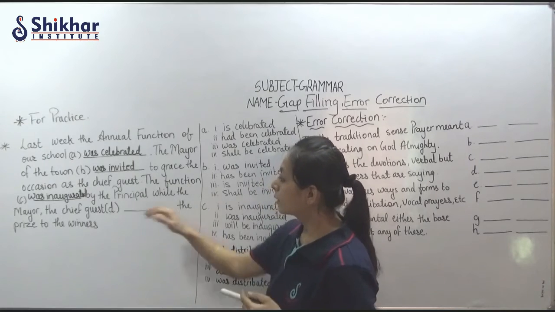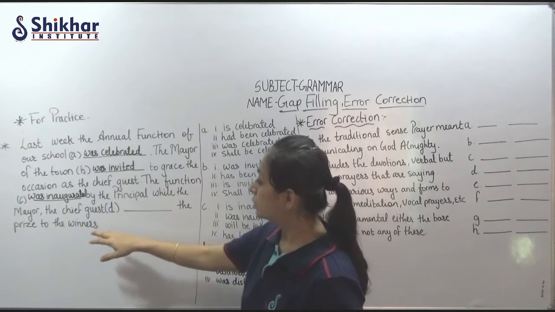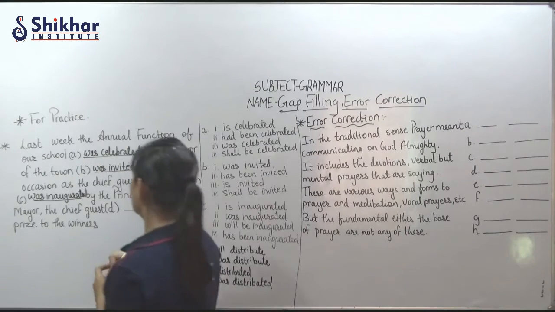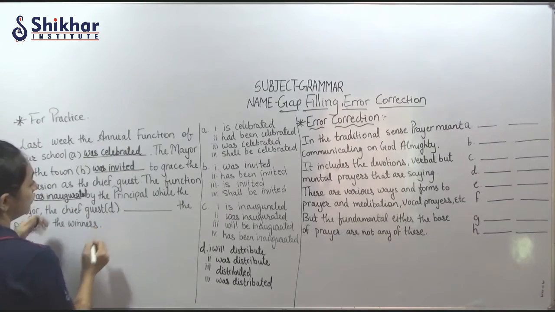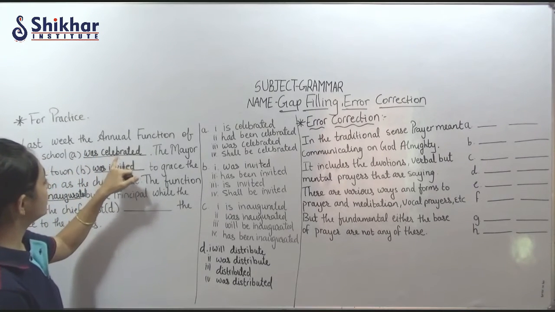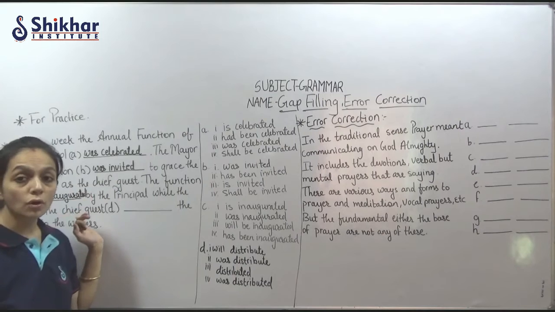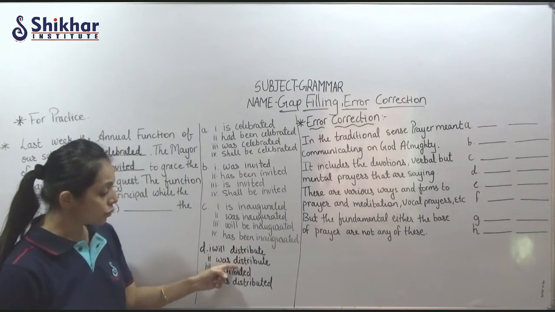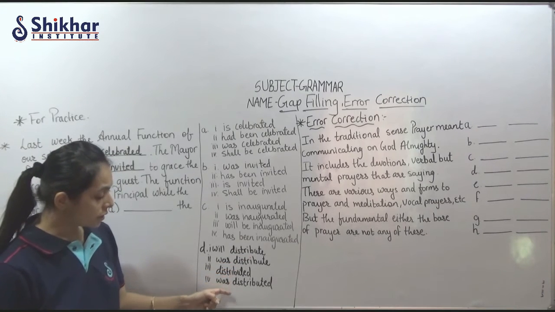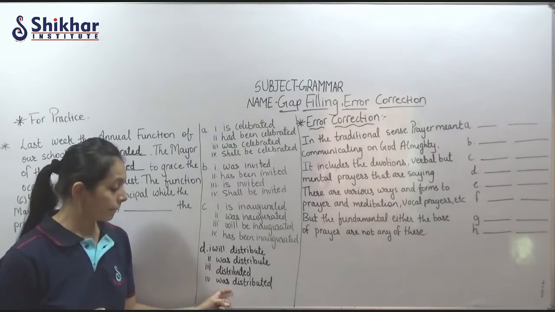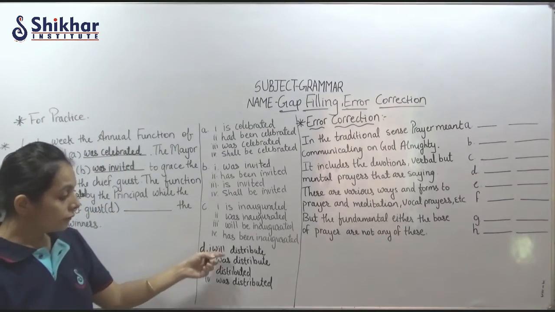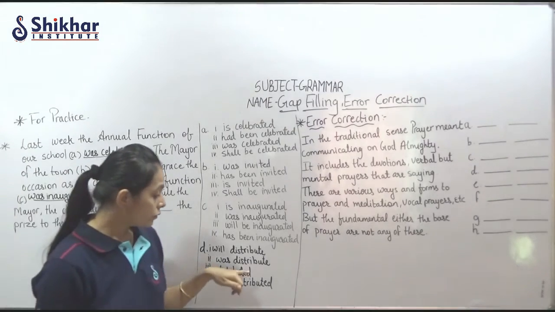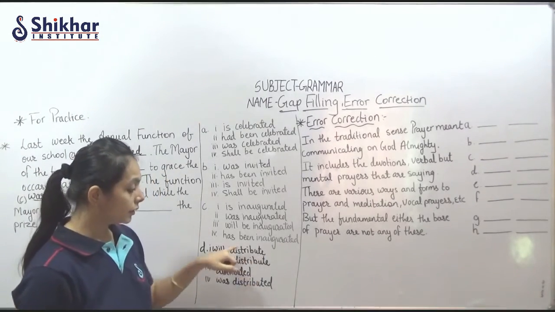And then while the mayor, the chief guest, dash the prize to the winners. Now here you see in previous all the blanks we have written was celebrated, was invited and was inaugurated. So here your options are will distribute, was distribute or was distributed. Here "will" definitely will not come because we are talking in past, right? Then "was distribute"? Grammatically it is not correct.